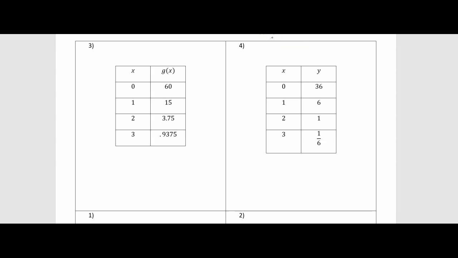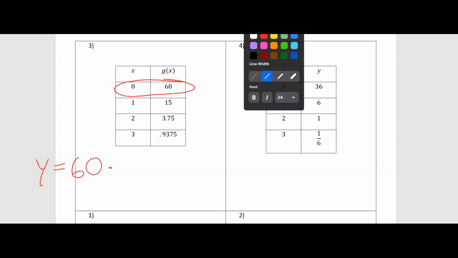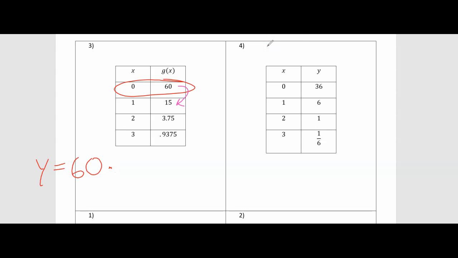All right, so y-intercept, 60. So I get y equals 60 times, well, what am I multiplying by to go from one y value to the next? Well, this may not be clear, right? What do you have to multiply 60 by to get 15? Well, if it's not clear, set up your ratio. So in this case, 15 over 60. If you simplify that, you get 1/4.